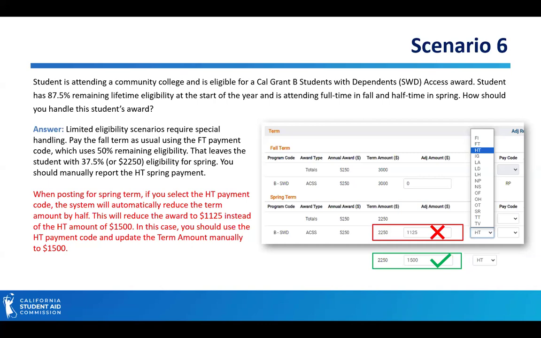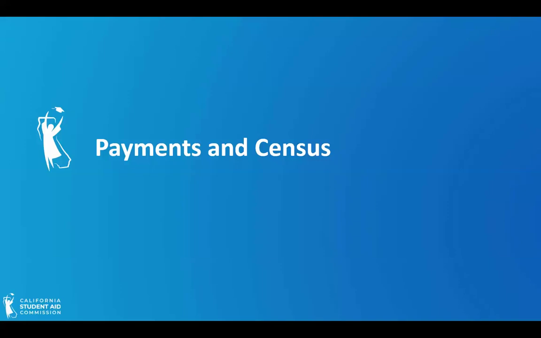And in this case, for spring term, they are half-time. So we're going to use the HT adjustment code. And then we will enter the correct amount, which in this case, for this student with limited eligibility, will be $1,500. So in that case, go ahead and get into the adjustment amount, override the 1125 and place the correct 1,500 payment. All right.